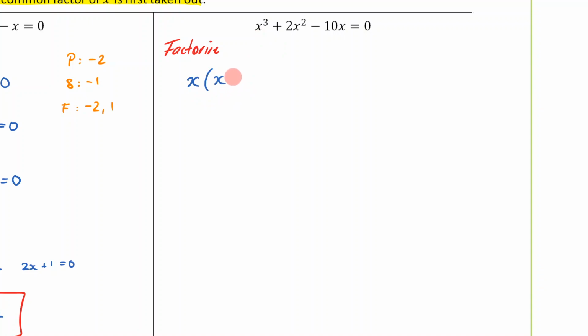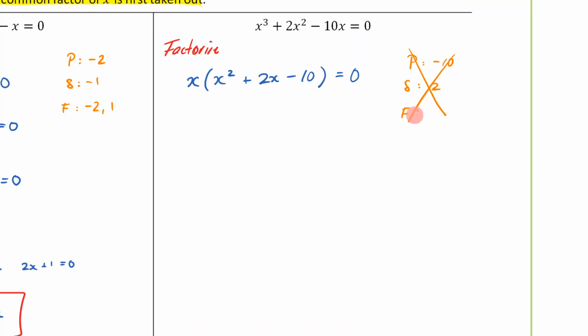So that's going to leave us with x squared plus 2x minus 10 is equal to 0. And then what you might try to do is what we did over here. So you might go, my product is going to have to be negative 10, my sum is going to have to be 2. What are my factors going to be to make this possible? And quite clearly, it doesn't work.